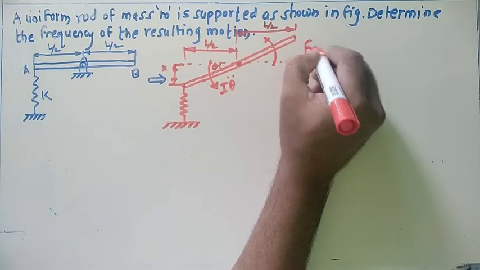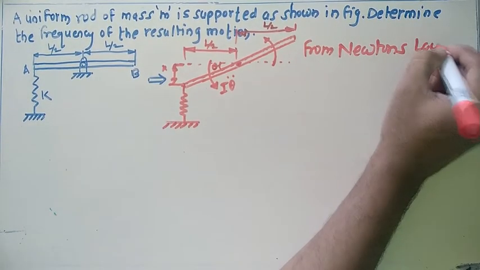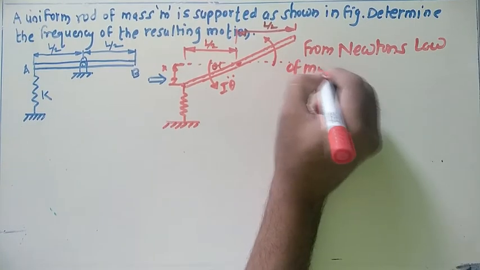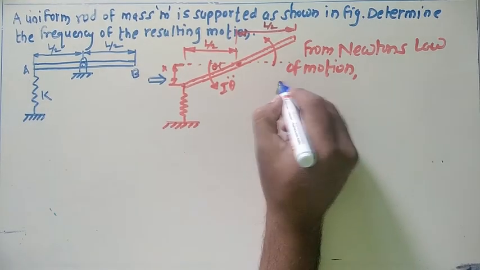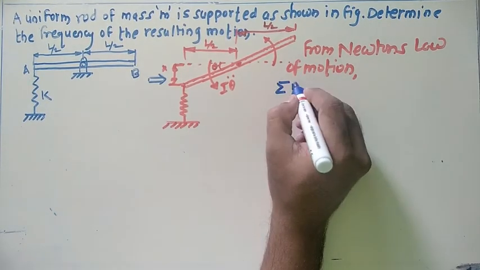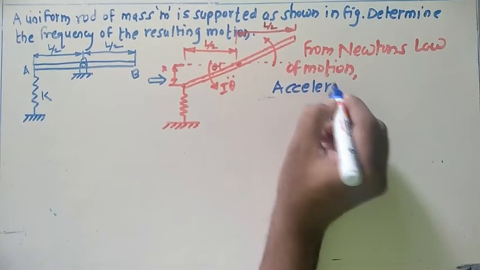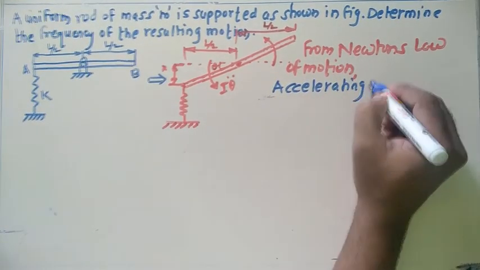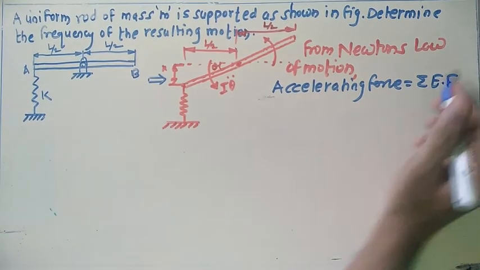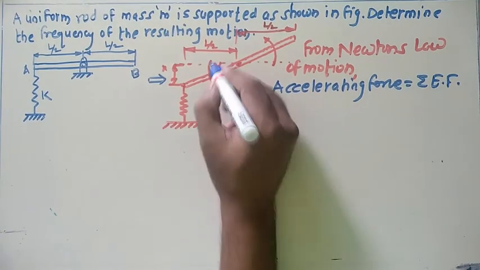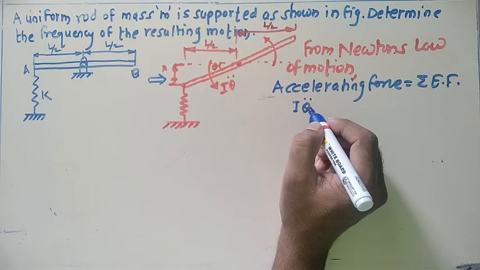So from Newton's law of motion, what is Newton's second law of motion? Summation of accelerating forces equals summation of external forces. First of all, identify the accelerating force. Here is the accelerating force, whose magnitude is I theta double dot.